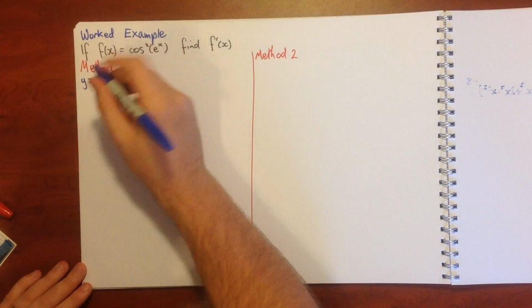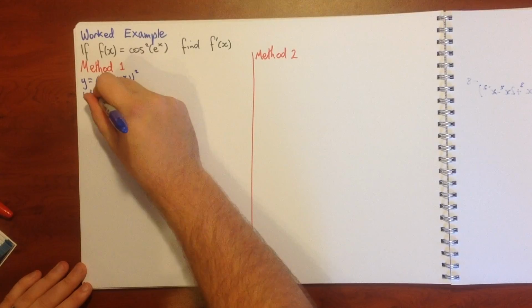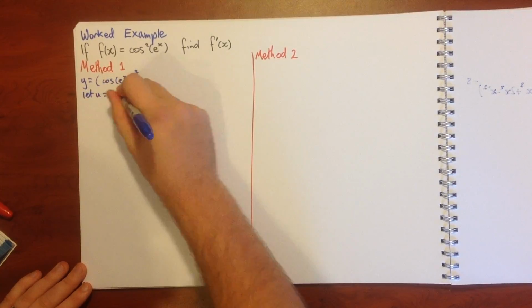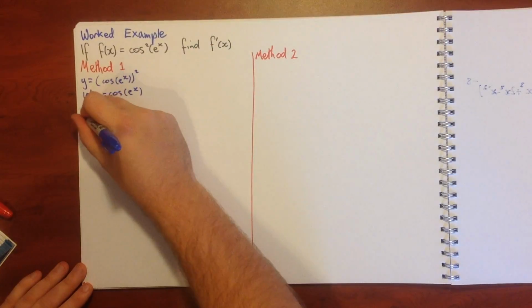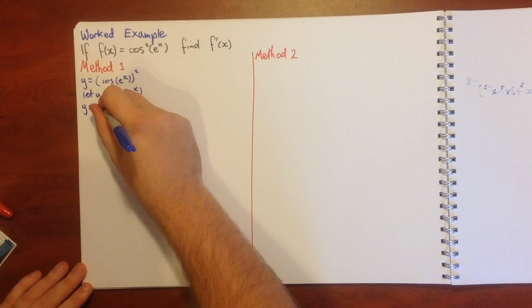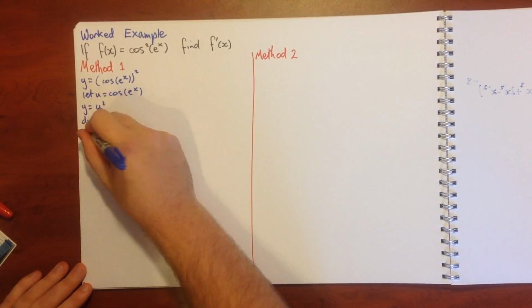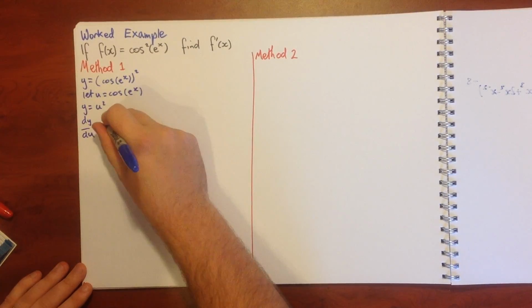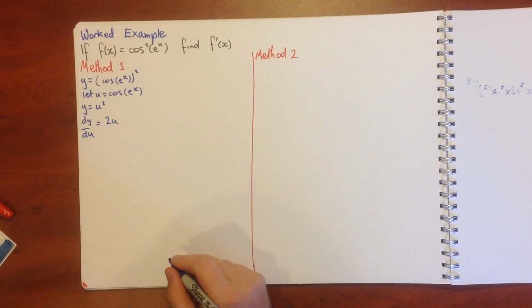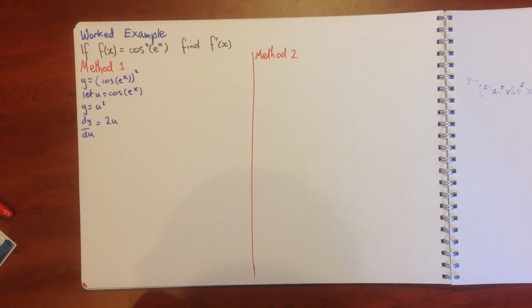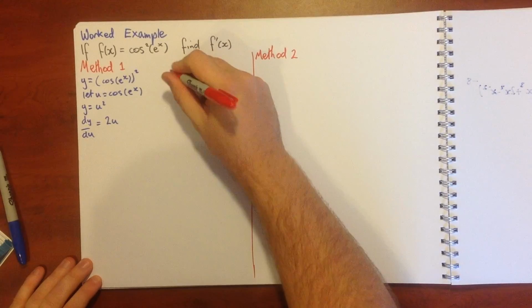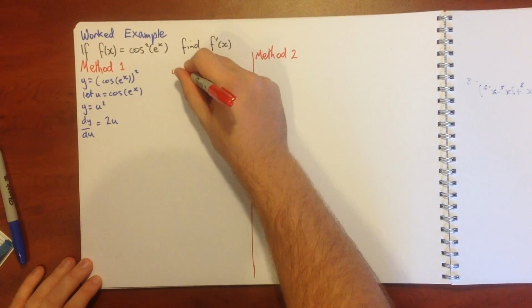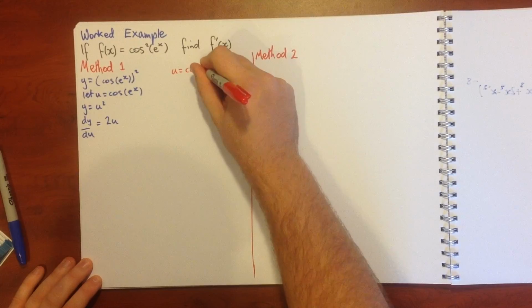Okay, so now we can do our step of let u equal cos of e to the x. Then we have y equals u squared, so we'll do our dy du equals 2u. Now du dx is a little bit trickier here. I'll swap colours and we'll just do it down the side here, because at the moment we've got u equals cos of e to the x.